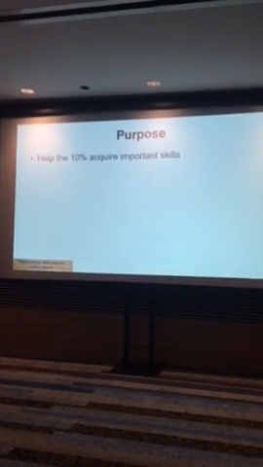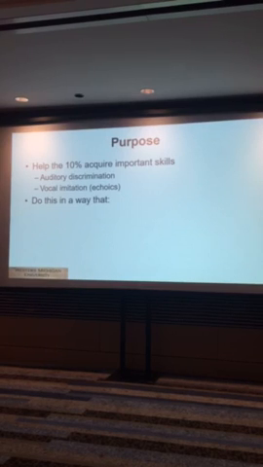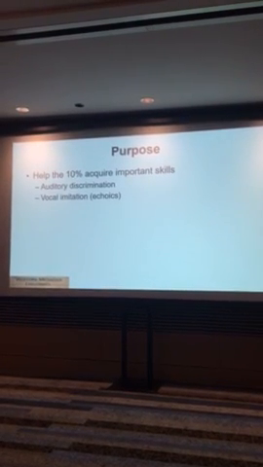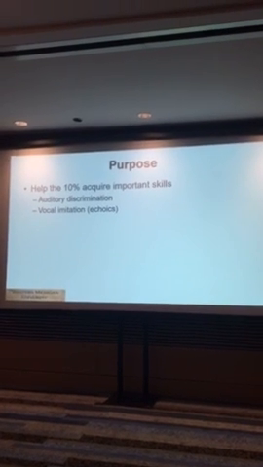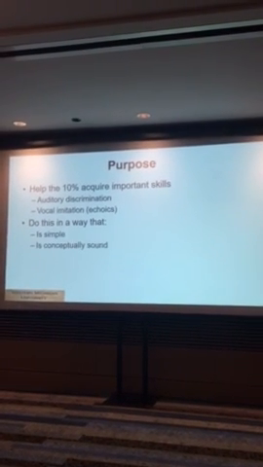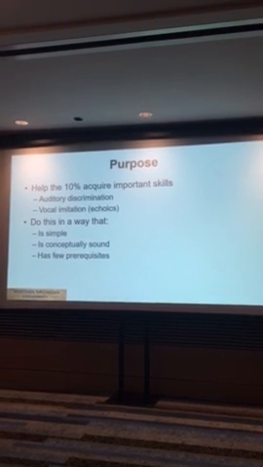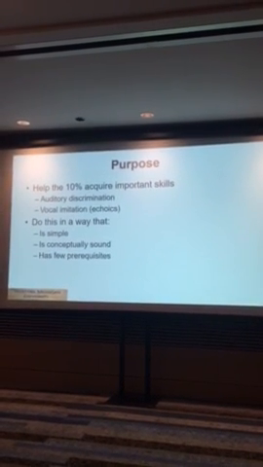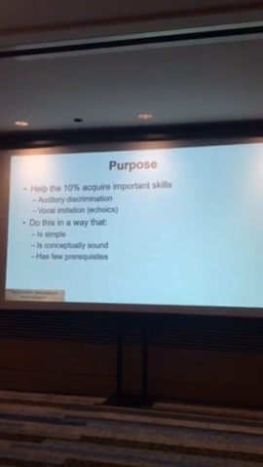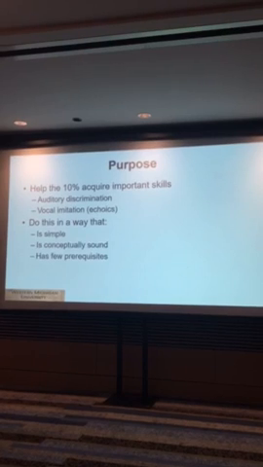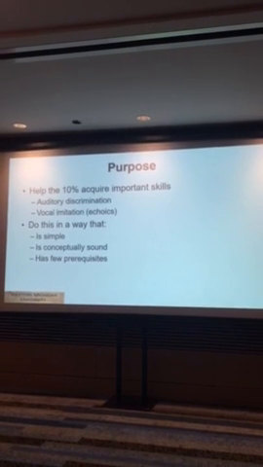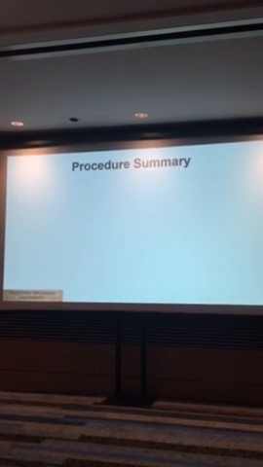I'll describe our approach in detail in a slide or two. Our purpose, as I've said before, is to help the lower 10% acquire some of these important skills. Auditory discrimination is a big one, as well as vocal imitation. Those are both components in an echoic context. So we're trying to do it simply, in a way that's conceptually sound. And the biggest thing is we're trying to eliminate the need for prerequisites, because we're working with kids that are not doing very well in a variety of areas, and so they don't often have those skills that are strengths to build off of. In our lab, we're calling this the molecular approach, is what we've coined that.